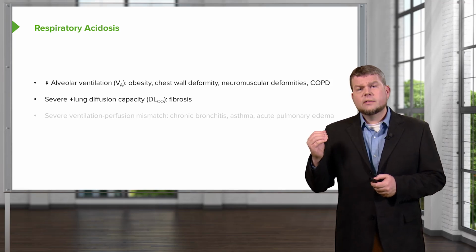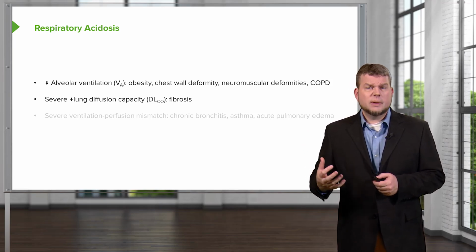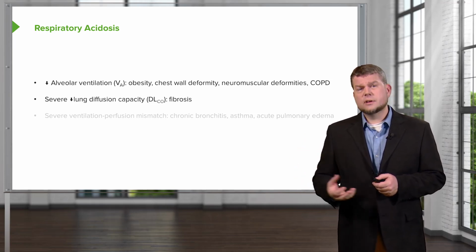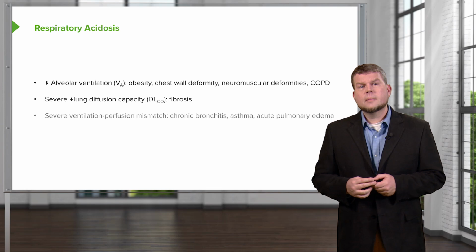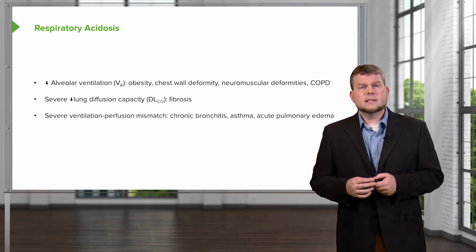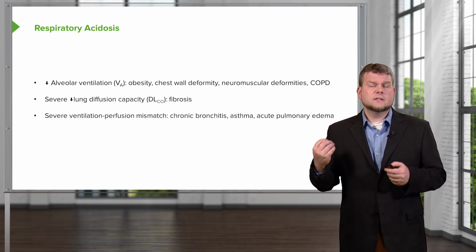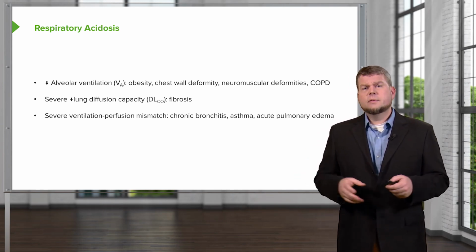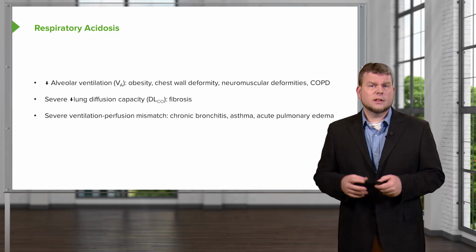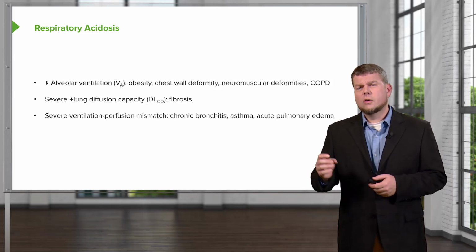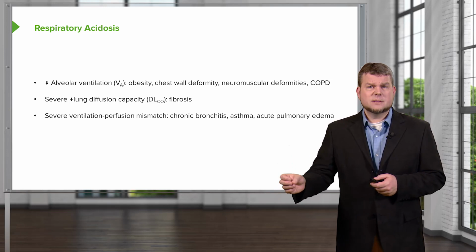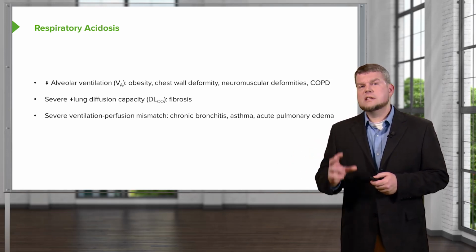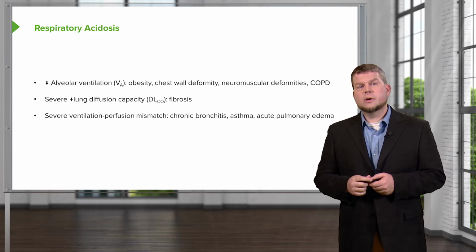You can also have decreases in the diffusion capacity of the lung, such as interstitial fibrosis would cause this particular response. Another way you could have a respiratory acidosis is a severe ventilation to perfusion mismatch. Severe ventilation to perfusion mismatches sometimes occur in things like chronic bronchitis or very severe asthma or even acute edema. So these are all potential ways you would get a respiratory acidosis.